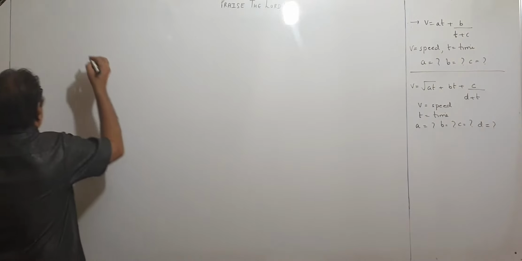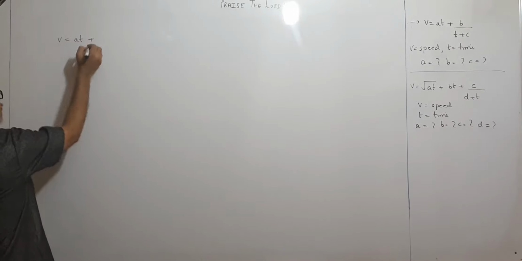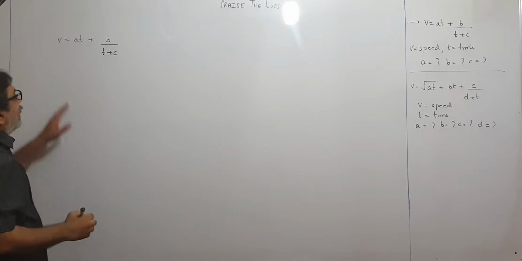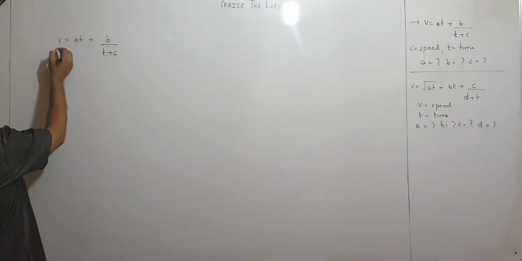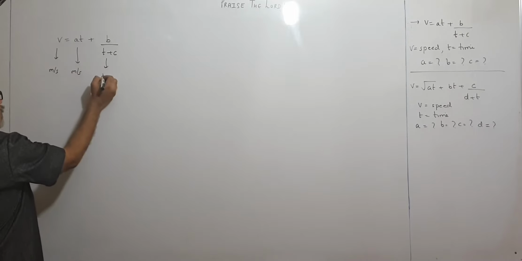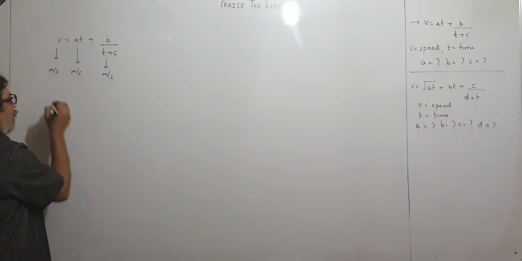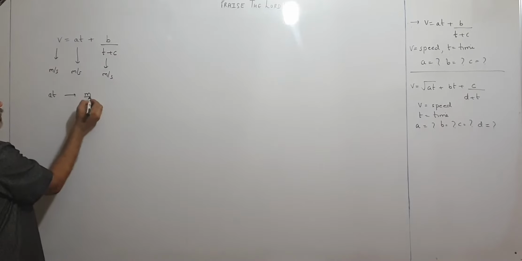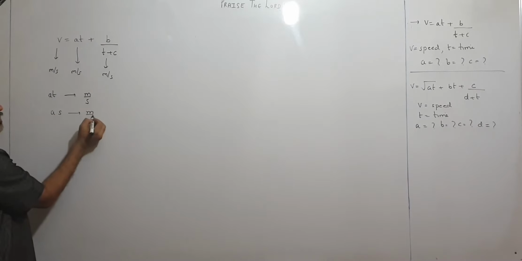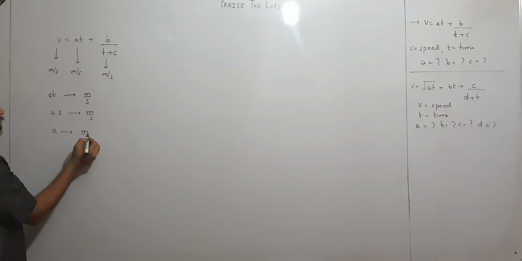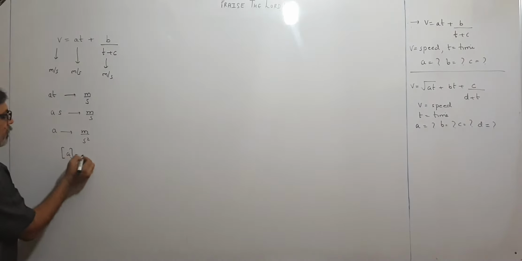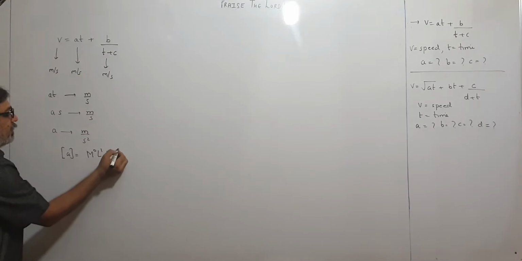So I am having V equal to AT plus B upon T plus C. It is told to me that V is speed. That means this should have unit meter per second. This should have unit meter per second. And this should have unit meter per second. Fine. So AT should have unit meter per second. Now time in second. So A into second should be meter per second. So A should be meter upon second square. So what is the dimensions of A? m0 L1 T minus 2.